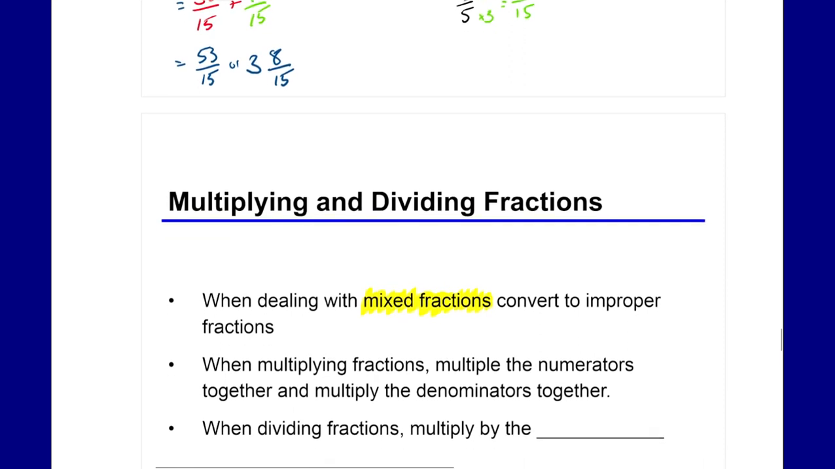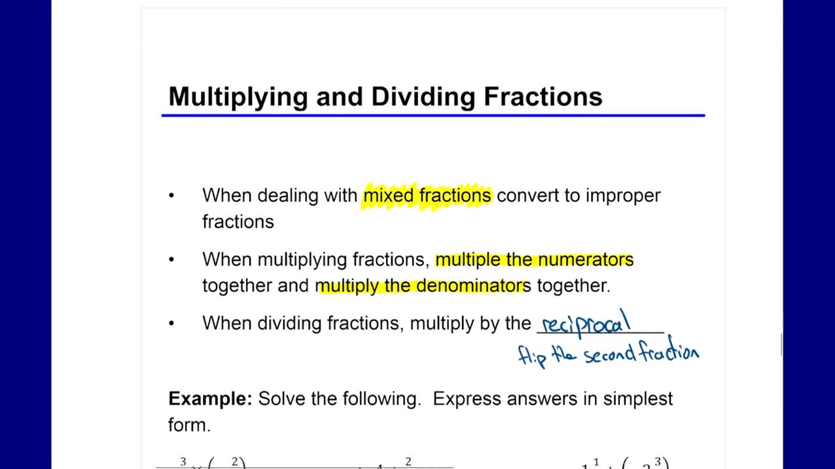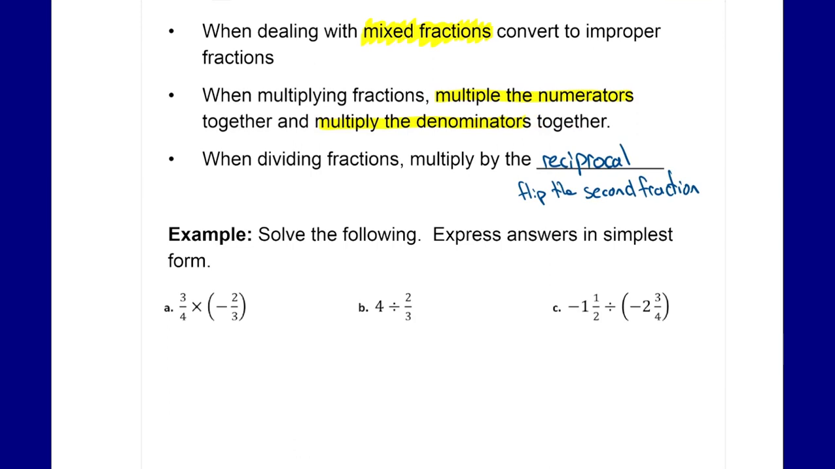When multiplying fractions, we multiply the numerators together and multiply the denominators together. So the top numbers multiply, the bottom numbers multiply. When dividing fractions, you multiply by the reciprocal. And the reciprocal just basically means you flip the second fraction. We'll look at some examples of that. But we flip the second fraction and then we multiply. So really, multiplying and dividing fractions requires us to multiply in both cases. So let's go through some examples.